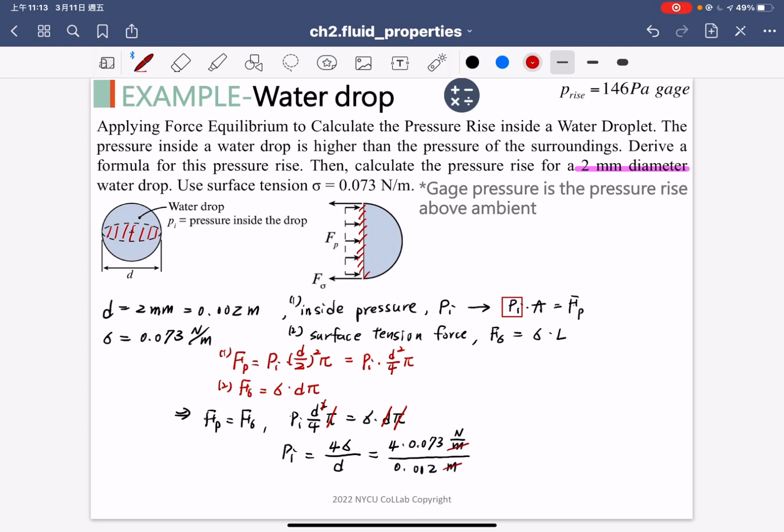I correct that here: this is a meter and this is a meter. So the final unit is Newtons over meters squared, which is equal to the pressure unit. So you can use your calculator to compute the number.